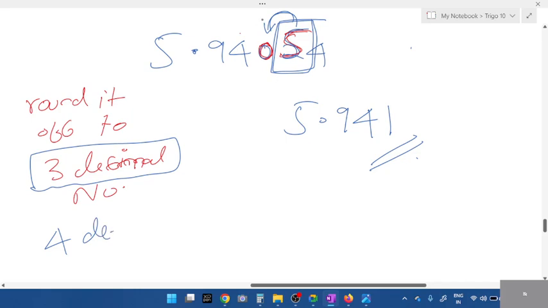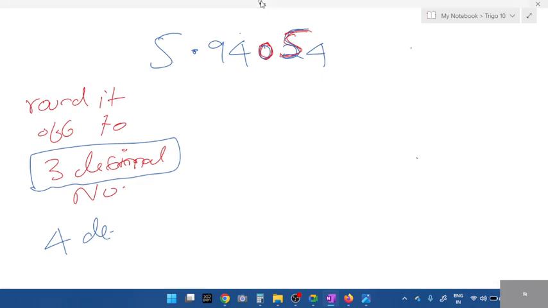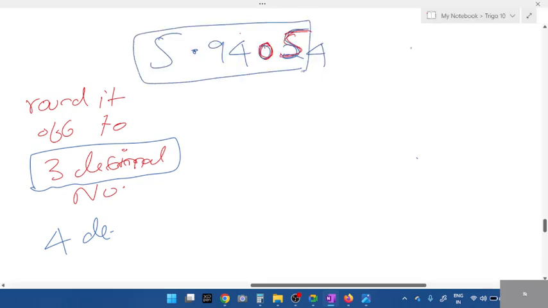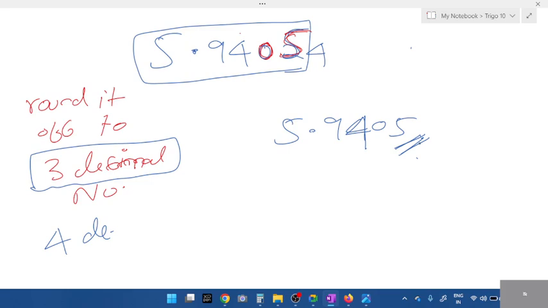If they ask you to round it off to 4 decimal numbers, what's the answer? 4 decimal numbers. Check the fifth one. 4 is greater than 5 or lesser than 5? Less. So this number, do I need to change it or does it remain the same? It remains the same. This is the concept. Is this clear or do you want me to explain again, students? All of you understood? To round it off to 3 decimals, 4 decimals, 2 decimals.